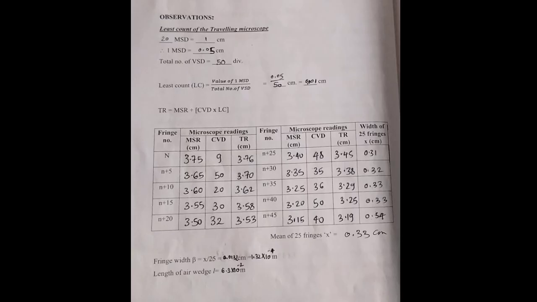So using this, you can find the fringe width beta, which is width of 25 fringes divided by 25. That will give you a width of one fringe, right? So beta is equal to x by 25. So in that way, you can find fringe width beta, and length of the air wedge you can easily calculate using a scale. So that's the observation and calculation for this experiment.